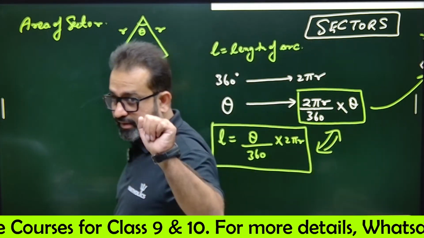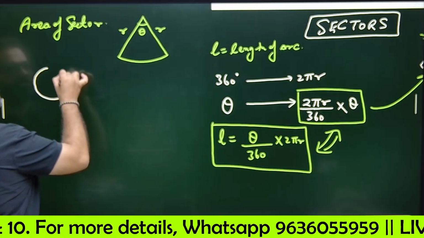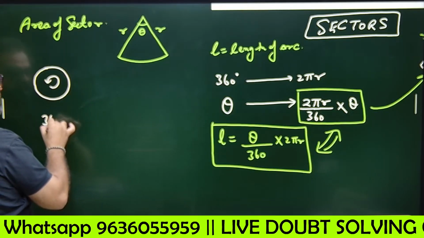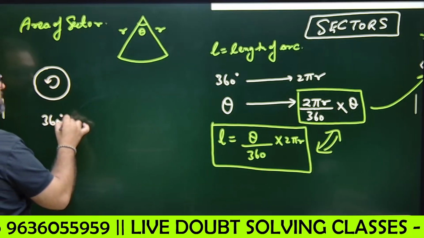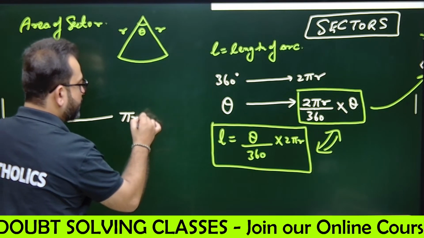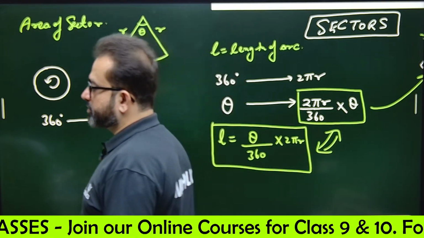See, if this would have been a circle, the central angle will be what? 360 degrees. And if the central angle is 360 degrees, the area is pi r square. Got this point or no? Tell me.